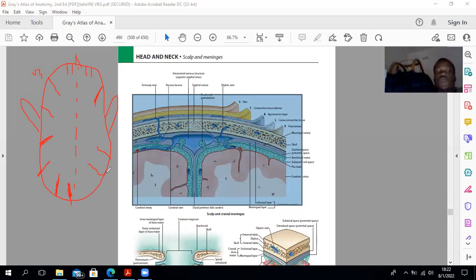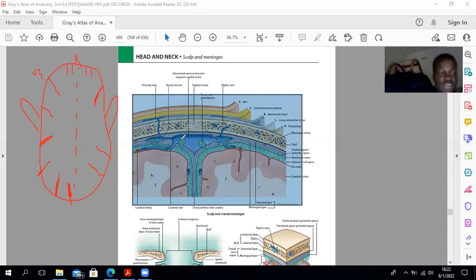The veins will follow a similar pattern. And the deeper structures of the scalp would drain via these emissary veins that we say they're actually valveless, and they communicate with the dural sinuses of the brain. From this picture, we can appreciate the superior sagittal sinus.